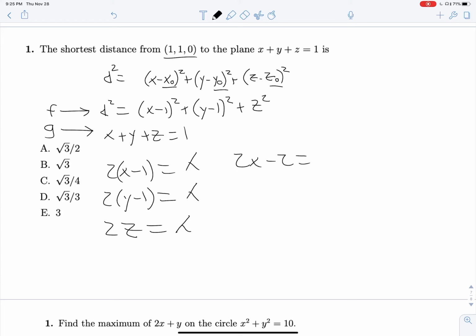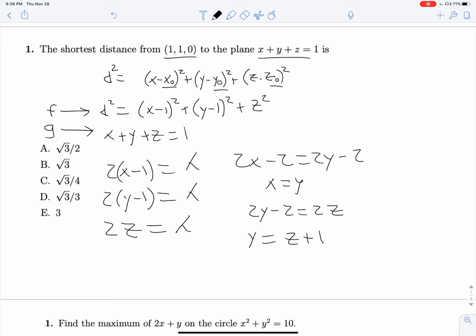We get 2x − 2 is equal to 2y − 2, and we can solve this to see that x is equal to y. So that's good. We like it when things work out that way. 2y − 2 is equal to 2z. So we can say that y is equal to z + 1. Okay, so these relations should let us do something nice with our constraint function.